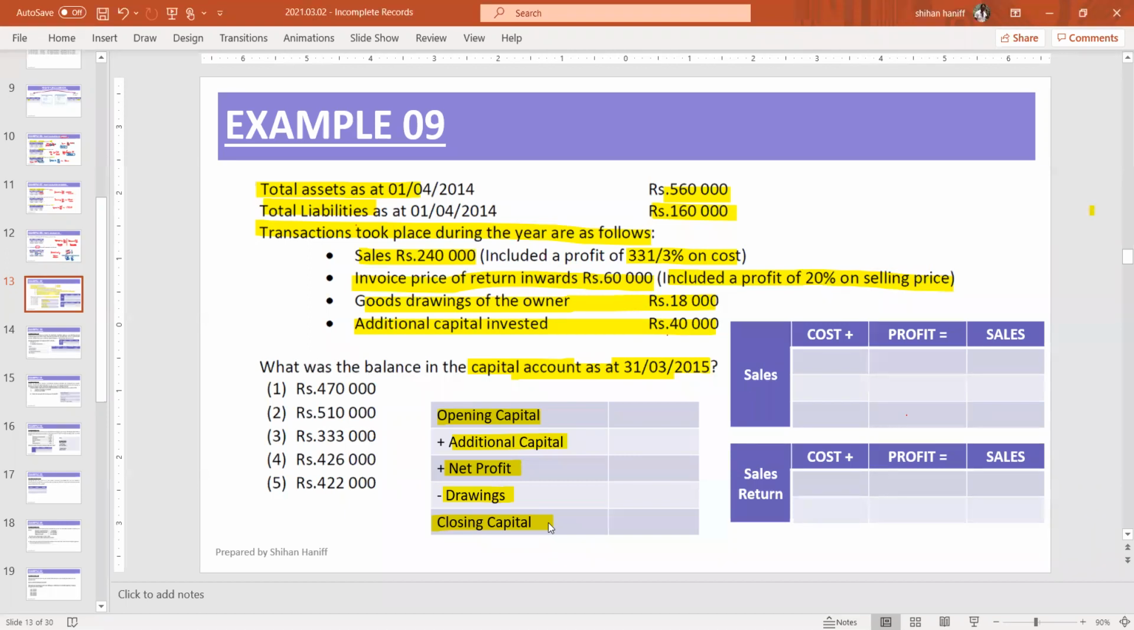So there is only sales and sales return. Profit is equal to income minus expenses. So here no expenses are given, right? You have sales and a return inwards. So you can find out the profit in this sales and sales return.